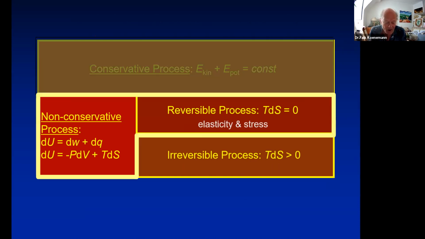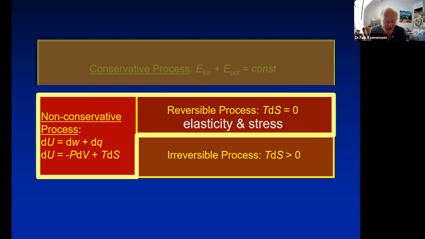Now, if we ask where elasticity and stress belong in this frame, the answer is clear. Elastic deformation is by nature a reversible process. Therefore, it is non-conservative. It must start with the equation of state, and this you cannot find in textbooks. I should point out that the difference between top and bottom is very fundamental. There is no theoretical bridge from top to bottom. The two classes and their energy conservation laws are mutually exclusive.